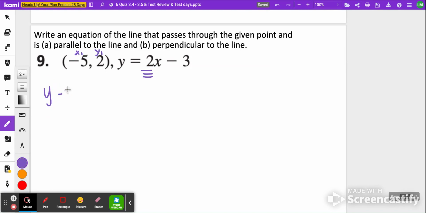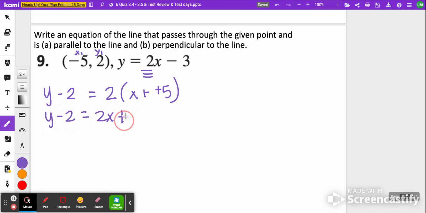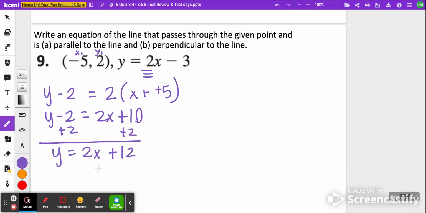So y minus 2 is equal to 2, parentheses, x minus negative 5. That becomes x plus positive 5. And then I just simplify. y minus 2 is equal to 2x plus 10. I'm going to add 2 to both sides. So y is equal to 2x plus 12 is the parallel equation.